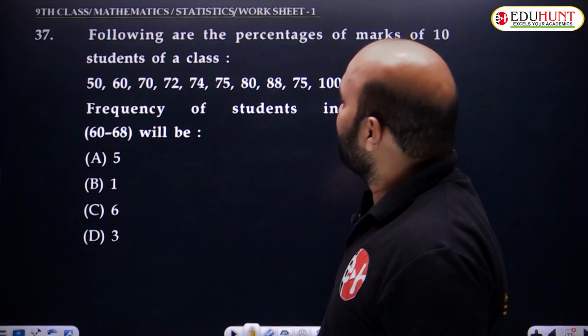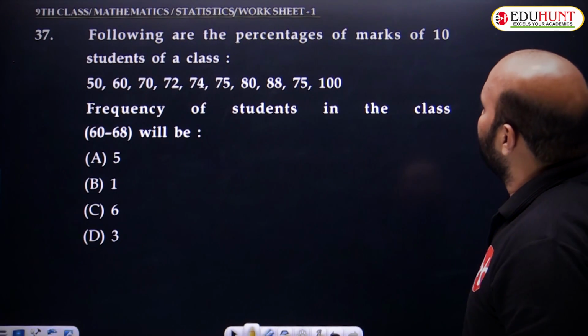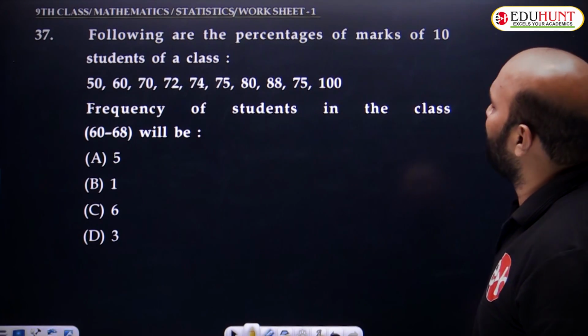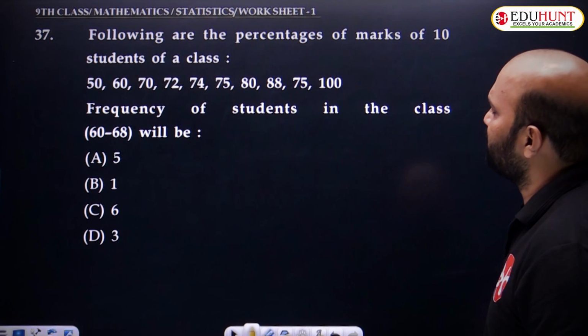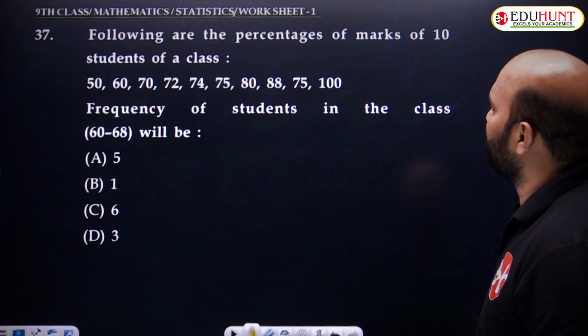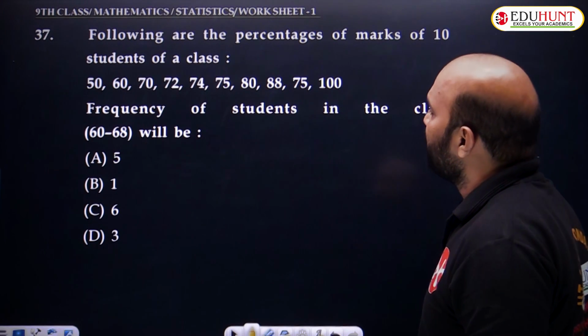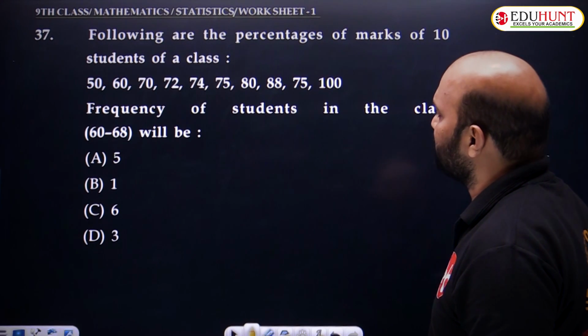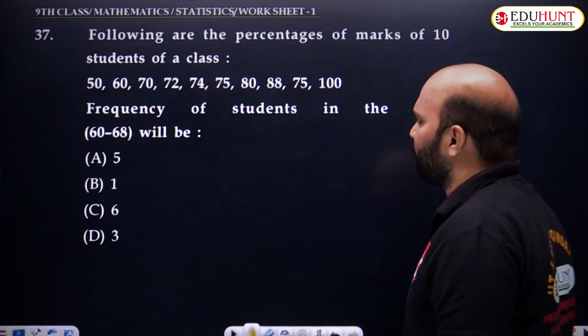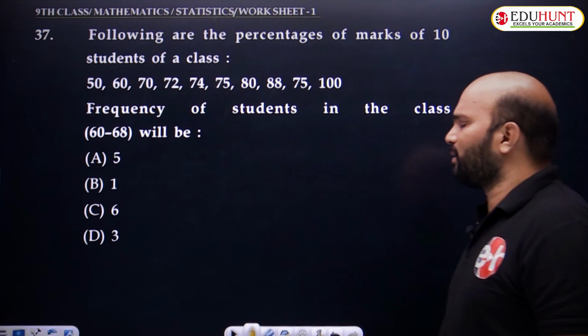Let's go to question number 37. Following are the percentages of marks of 10 students of a class: 50, 60, 70, 72, 74, 75, 80, 88, 75, 100. The frequency of the students in the class 60 to 68 will be: option A 5, option B 1, option C 6, option D 3.